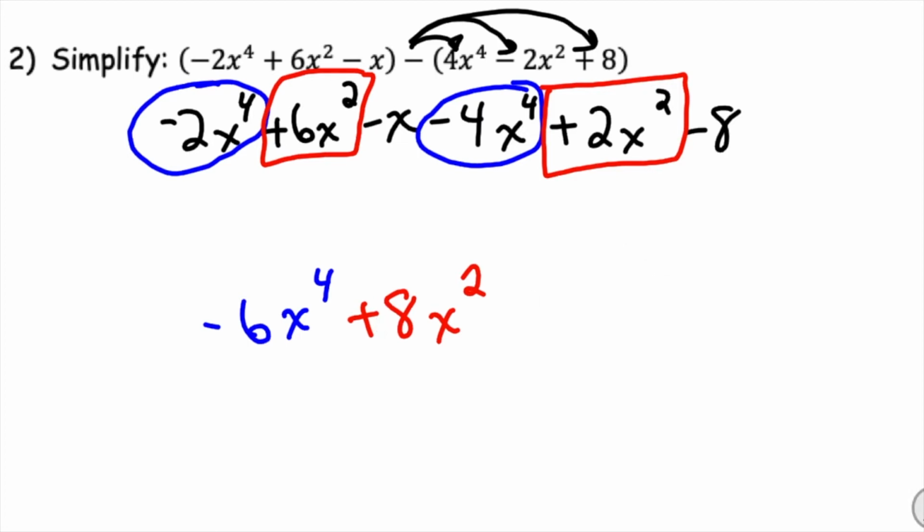Next, the x terms. We got a -x. No other x terms to combine with it, so I'm going to bring that one down. And our number with no variable, -8. Again, nothing to combine with that, so -8. Okay, and again, 1 and 2, very similar type problems. Yeah, that's basically it right there. The only thing you have to look out for is if there is a negative in between, change all your signs and then add them together.